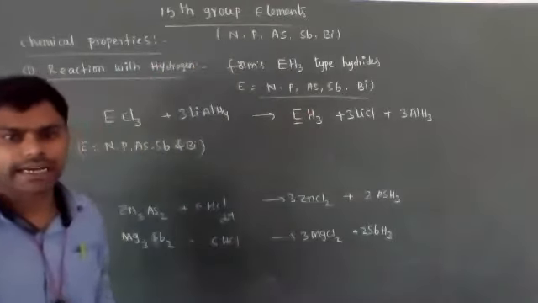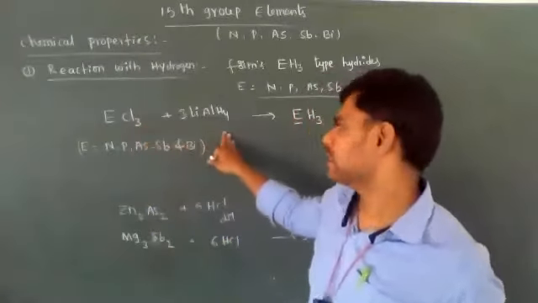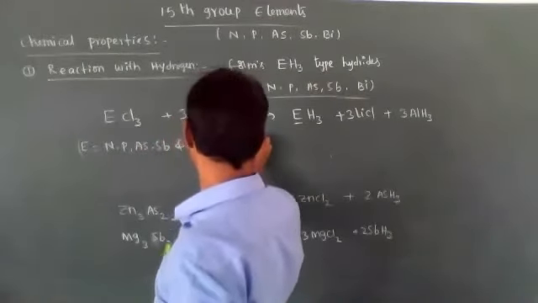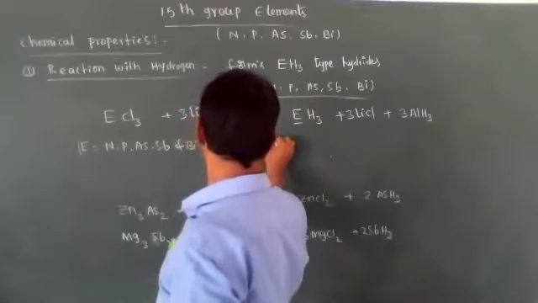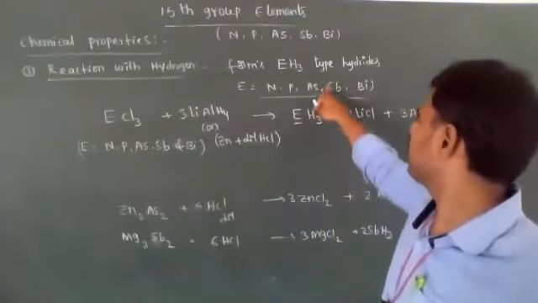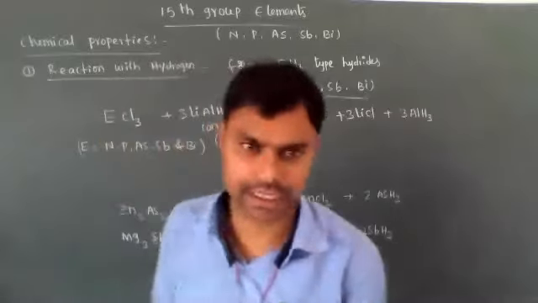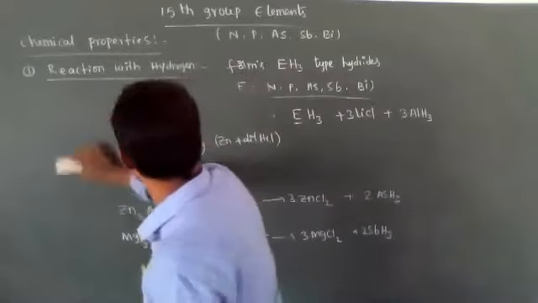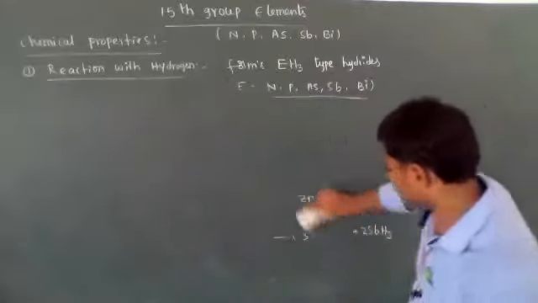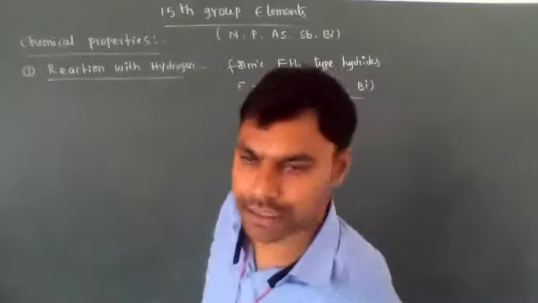So the 15th group element trihalides on reduction in the presence of lithium aluminum hydride, which is the reducing agent, give the corresponding hydrides. Okay, so this is about preparation methods. Now let's see properties of these 15th group element hydrides. Already we know a few properties.